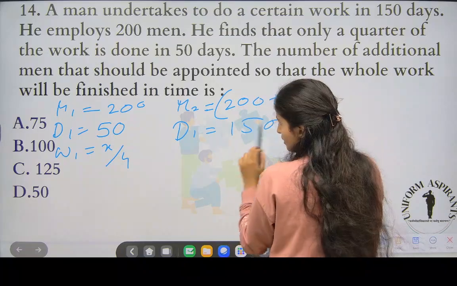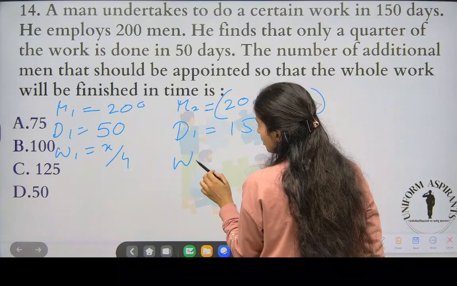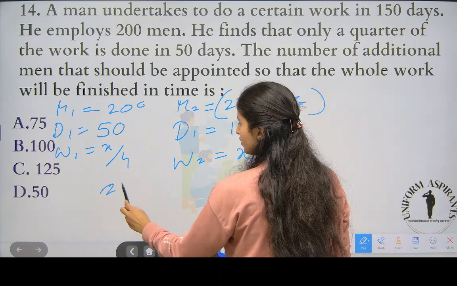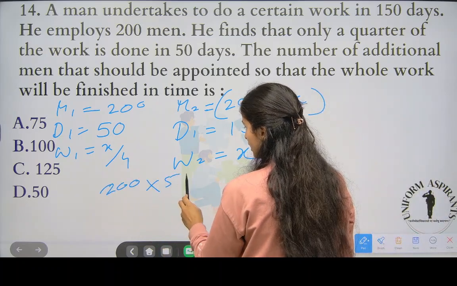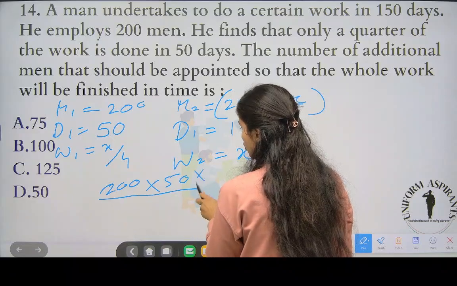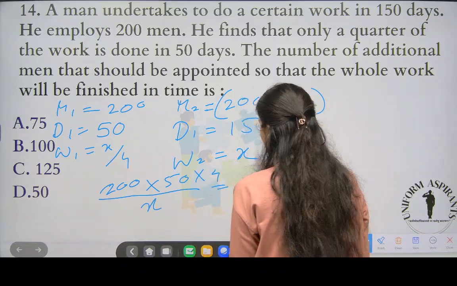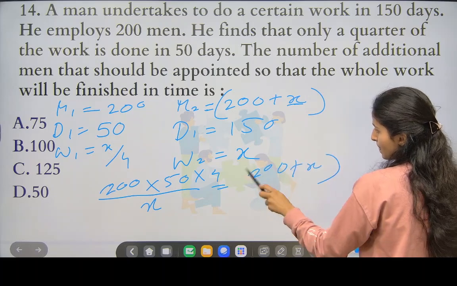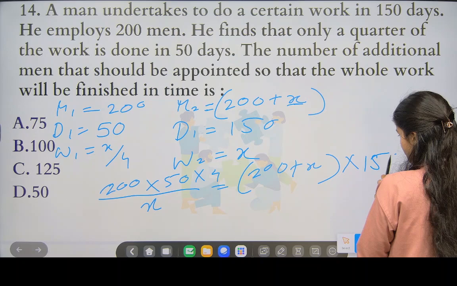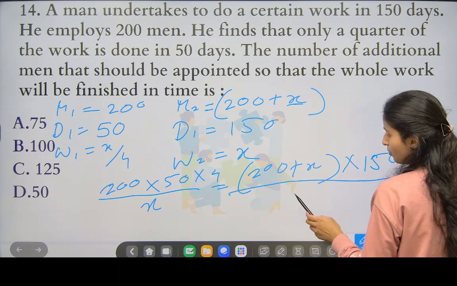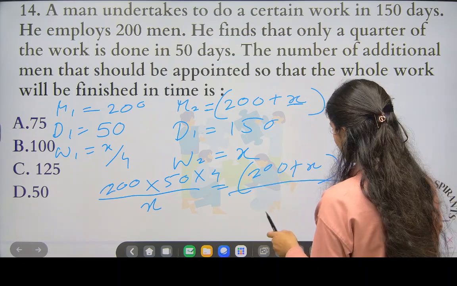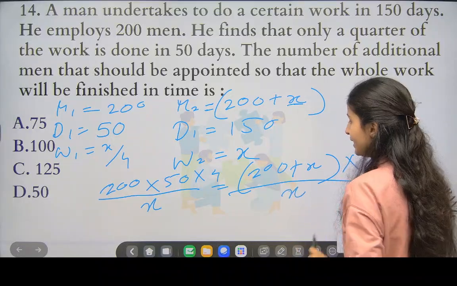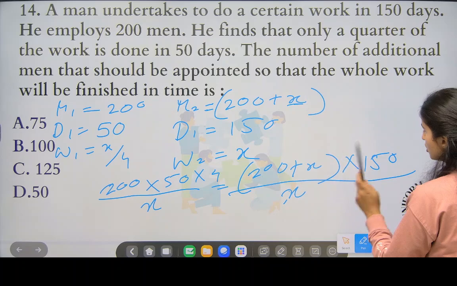150 days. And what is the work? X. Fine. Now write this: 200 into 50 upon into 4 upon X is equal to 200 plus X into 150 upon X. Right? Yes, correct, because this is the total work.